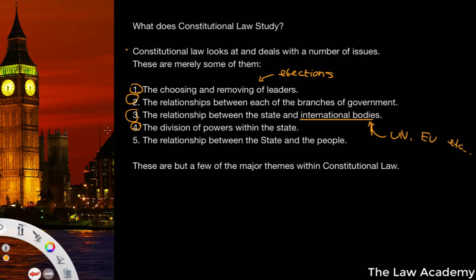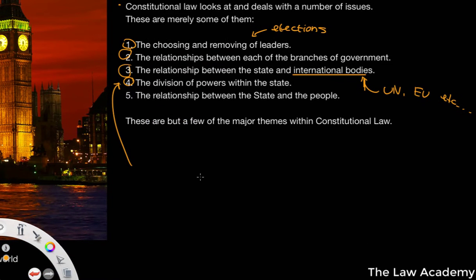Now, this doesn't necessarily mean just the division of powers horizontally, and by this I mean the division of powers between the three branches of a government, for example the Parliament, the Prime Minister and the Supreme Court. It could also be talking about the division of powers vertically, so horizontally and vertically.